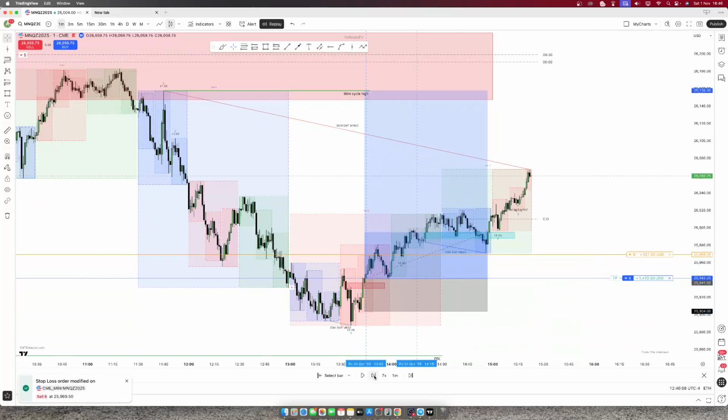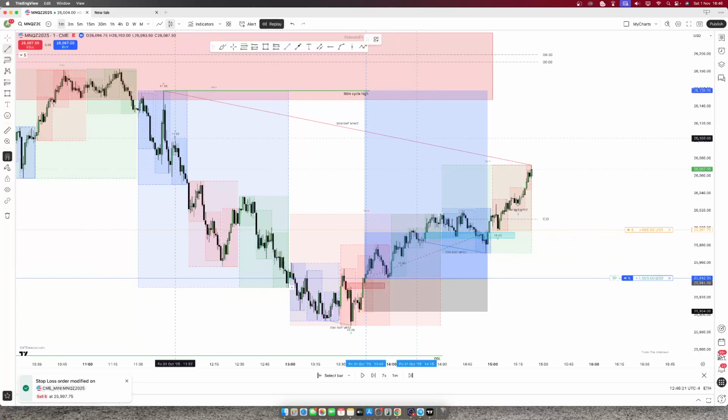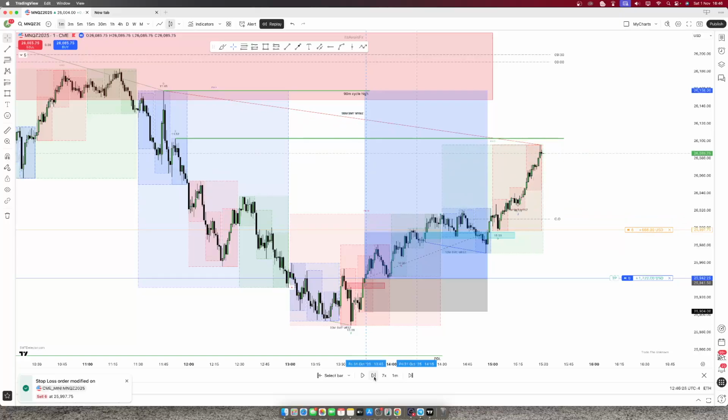And then you can see that we start getting this expansion, and then we can still bring the SL higher, and we can take partials at this point because price is starting to take these highs here. This is another cycle high right there that you can drag across as buy side. And let's see what price does.